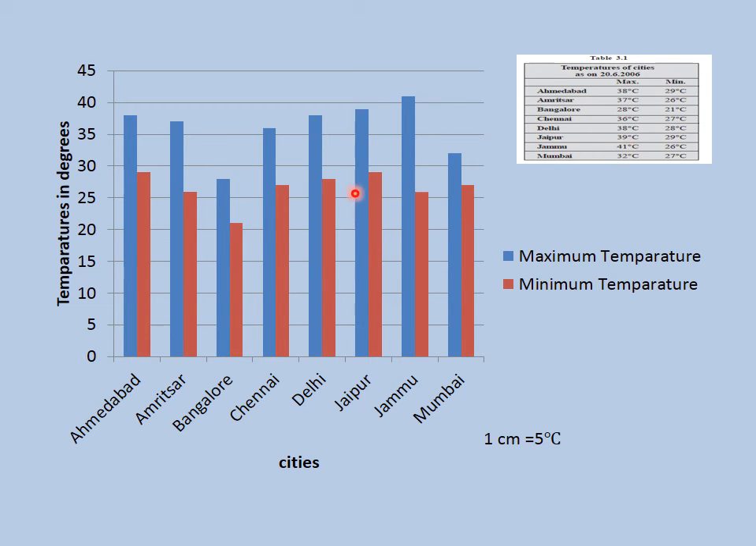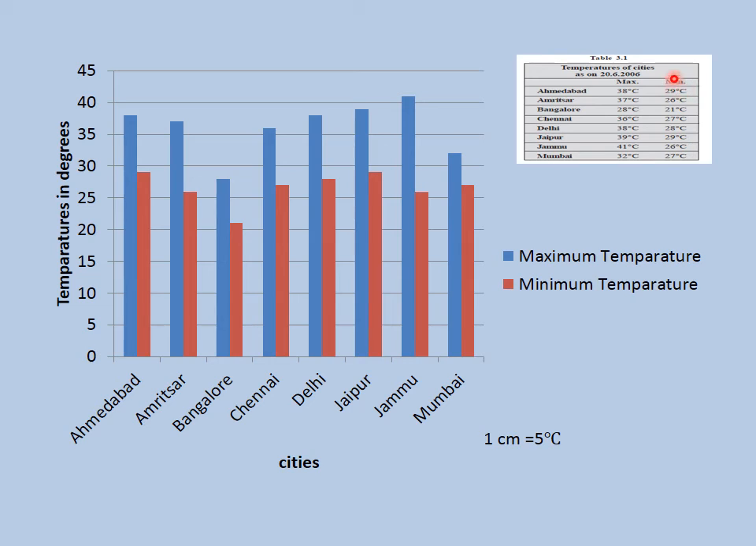Jaipur 39. So 39, below 40. Jammu 41. So Jammu 41, above 40. You will write 41. Mumbai 32 degrees. Mumbai 32 degrees means it's above 30.